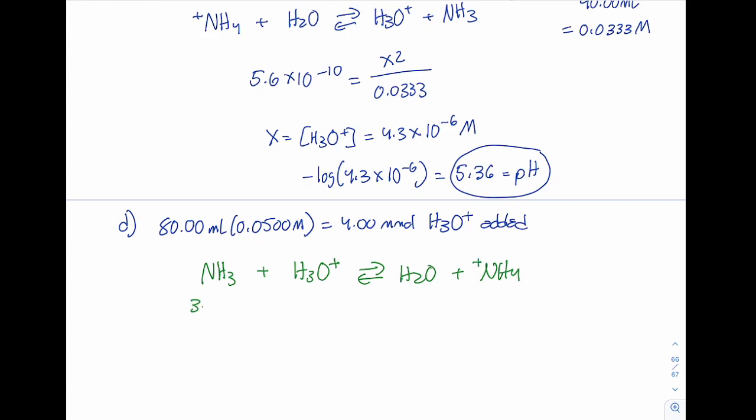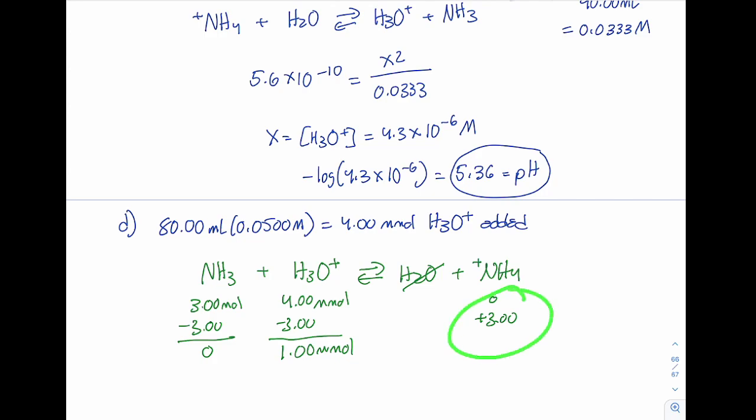I started out with 3 millimoles of ammonia. We've added 4 millimoles of my acid. Subtract the smaller of those two numbers, which is 3. Add it to the other side. So all of my weak base has been neutralized at this point. I do have 1 millimole of strong acid in excess. And then we also do have 3 millimoles of my weak acid.